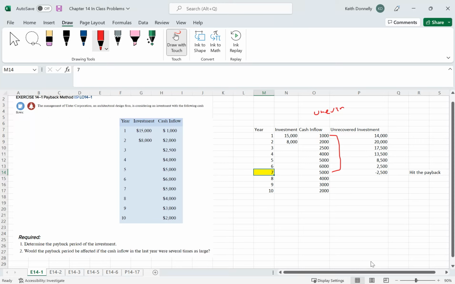So the idea with this is we know that we're going to have that modified equation. So it's going to be the year up to the year of payback. We hit it in 7, so the year up to that is 6. Plus, we have to put in the numerator the unrecovered investment at the beginning of the year of payback. So going into year 7 here, we still have 2,500 bucks left. And then you put in the denominator the amount of payment that you get in the year that it's paid off, 5,000. So when you run the math on that, it's going to be 6.5 years is our payback period.